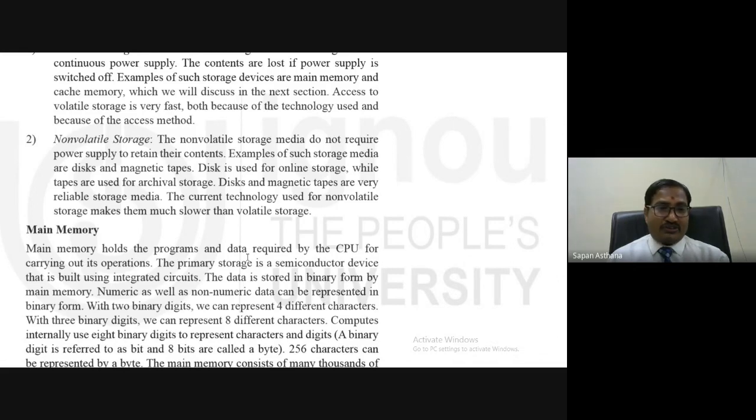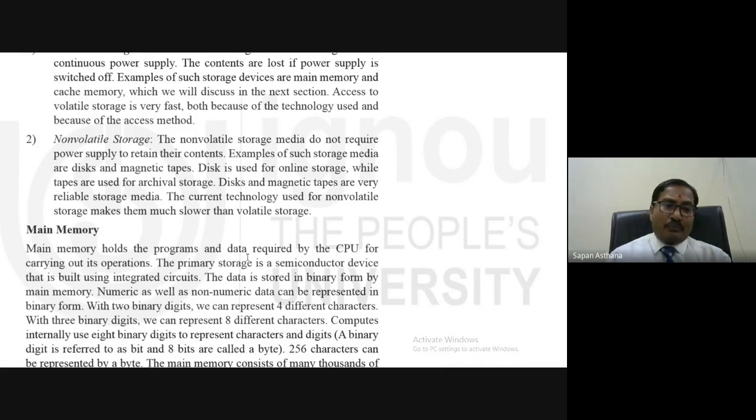Examples of such storage media are disks and magnetic tapes. Disk is used for online storage while tapes are used for archival storage. Disks and magnetic tapes are very reliable storage media. The current technology used for non-volatile storage makes them much slower than volatile storage.